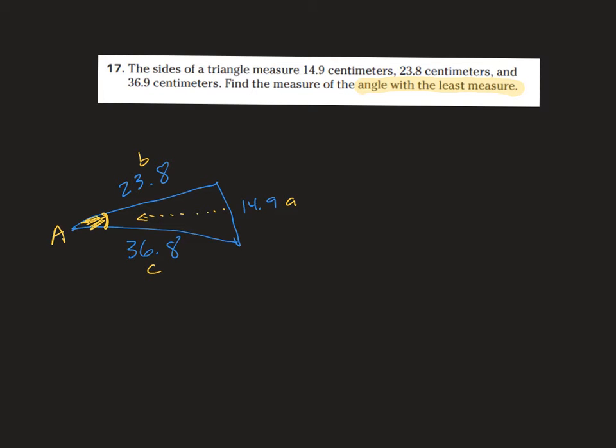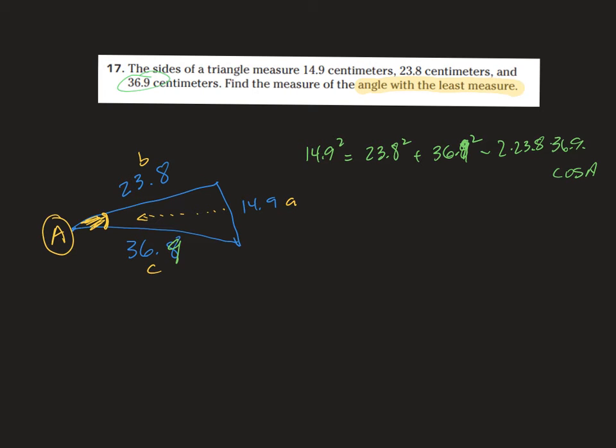And so what I'm going to do is set up the law of cosines to solve for this angle A. And that's going to look something like this. It will be a squared, which is 14.9 squared, equals b squared, which is 23.8 squared, plus c squared, which is 36.9 squared, minus 2 times 23.8 times 36.9. This is supposed to be 36.9. Sorry about that. See that right here? 36.9. I'm going to make this a 9 also. Times the cosine of A. I ran out of space there.